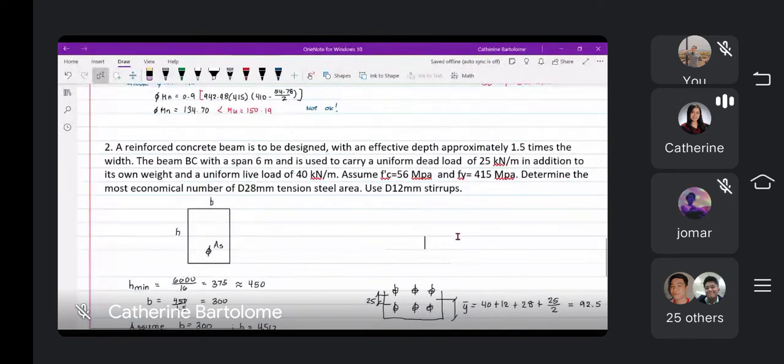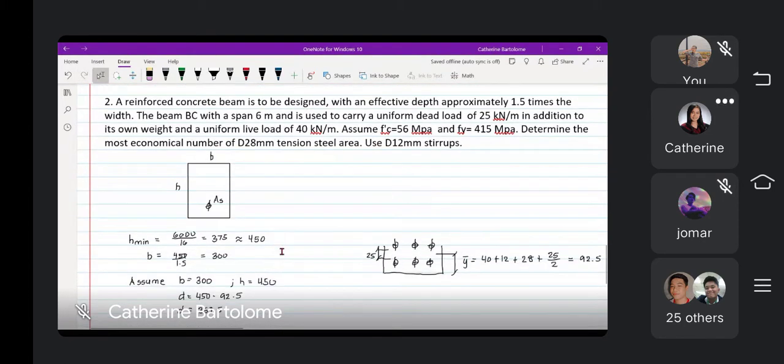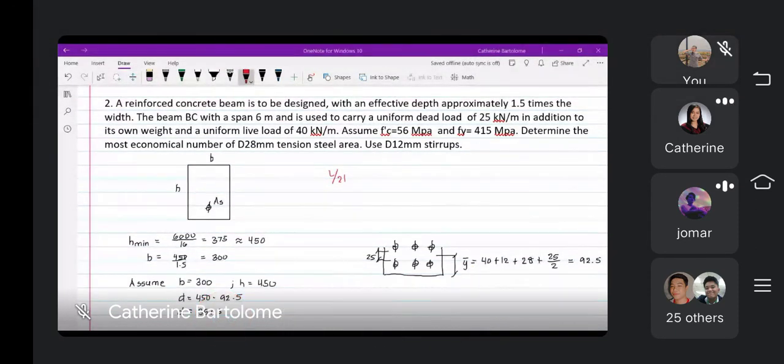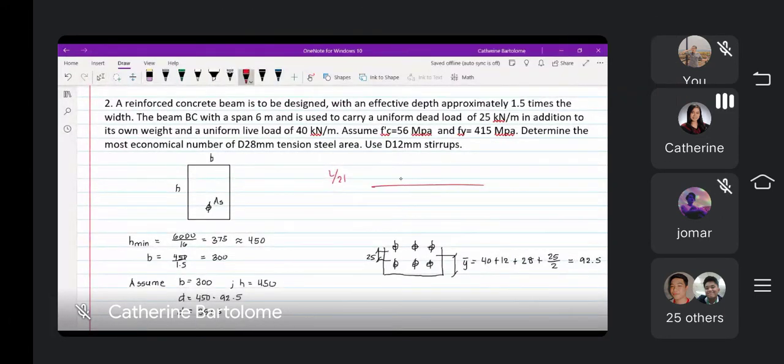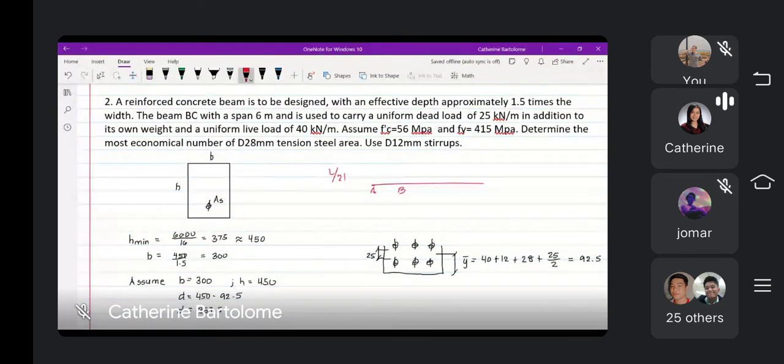Okay, so the first step that we need to consider here is to determine the dimension. So, how can we do that? We use h minimum is equal to 6,000 divided by 16. Dito ba yung may gumawa ng both end continuous? L divided by 21? Meron yan. Opo. Technically, it's correct actually. Yes. Tama yung both end kasi kung papansinin nyo, beam BC, talagang both end continuous siya. L is equal to 21.